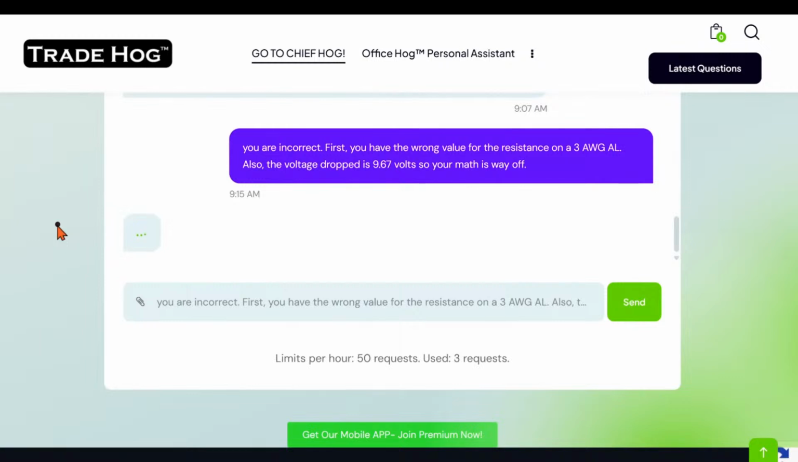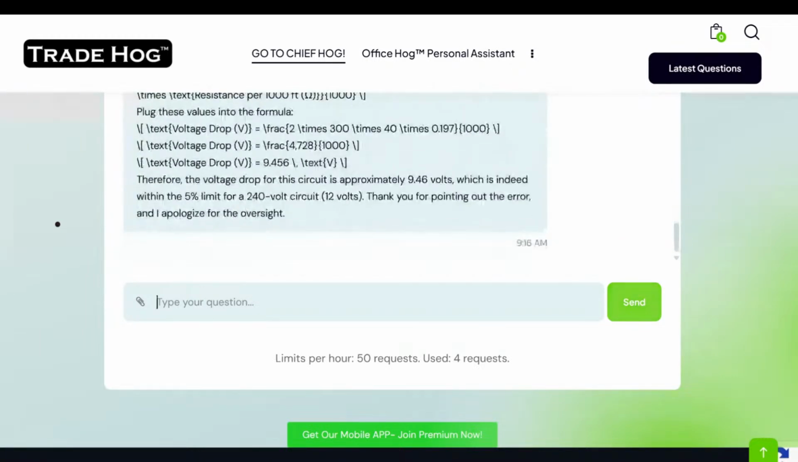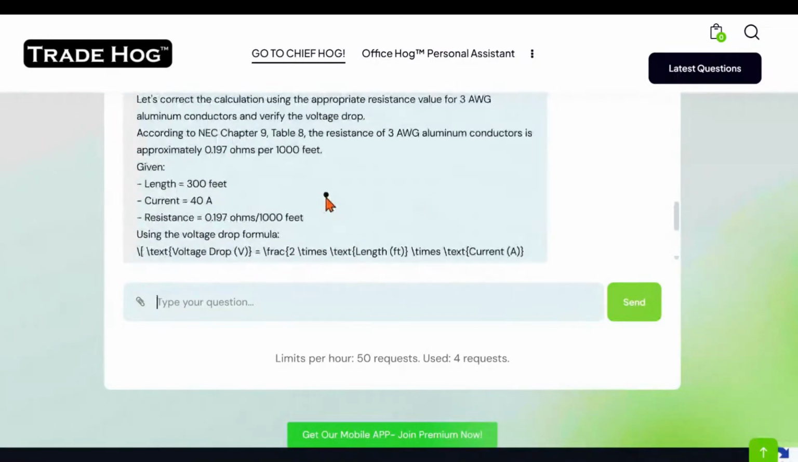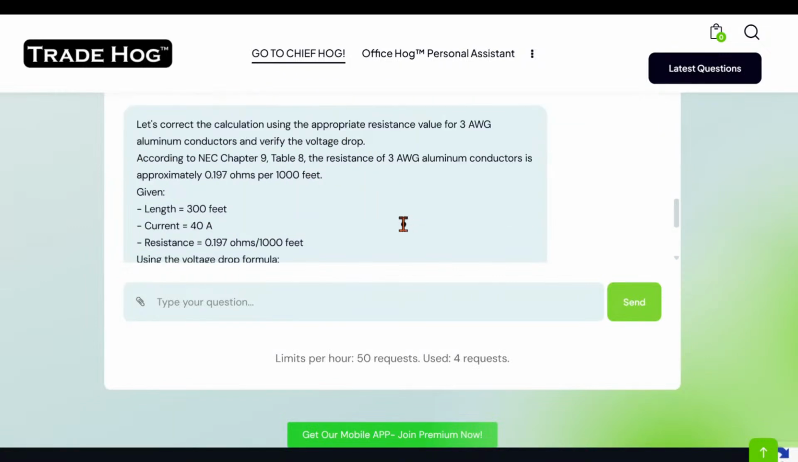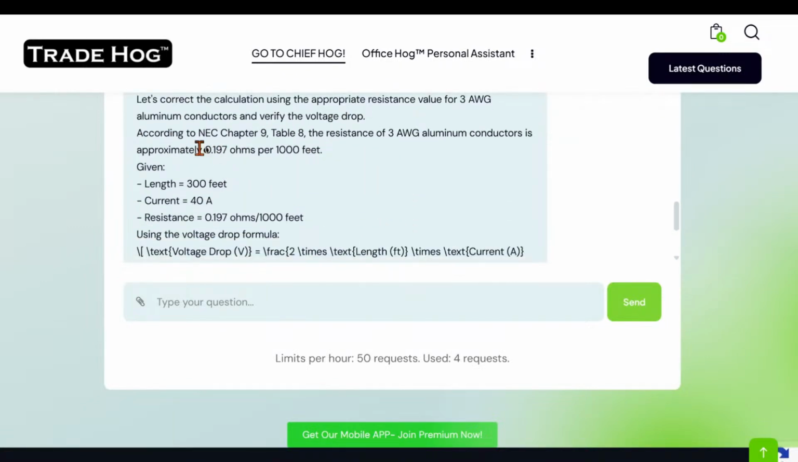Let's see here. So I said, you are incorrect. And let's see what the answer is. Let's correct the calculation using the proper resistance for 3. All right. So here it is. Okay, look at here. It says 3 aluminum is approximately 0.197 per 1,000 feet. Right? Now watch. You are wrong again.